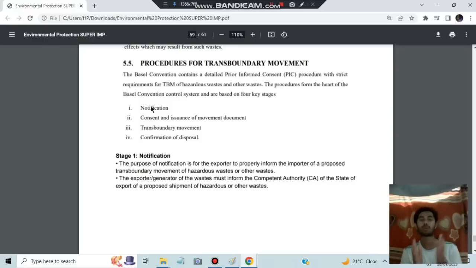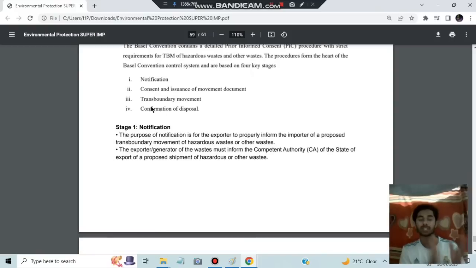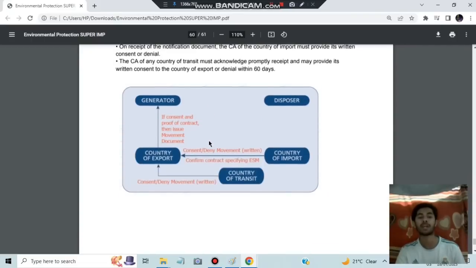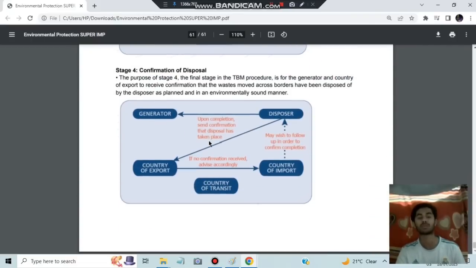Notification means what? You are starting from one country and going to another country, and in between some countries are there. Notification means from this country you are informing the middle country as well as the final country that you have to transfer these things to the other countries. So you are taking their consent. Second step, if they agree or disagree, if they agree, then you will do the movement. And confirmation means after that is done and disposed, they have to inform the initial country that it is disposed. Okay, so these diagrams also you have to make, and make sure you know these key points very well. Go through it once again.